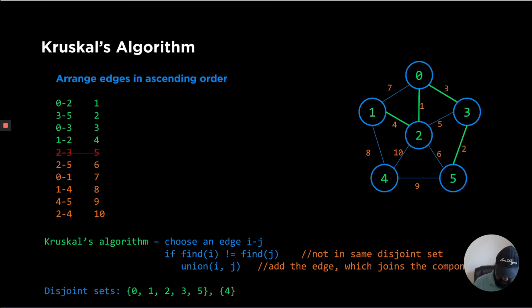Similarly, when we have 2, 5, 2 and 5 are again in this set. So this won't be added. Next, we have 0, 1. So 0, 1 is in this set. It won't be added. And finally, when we have 1, 4, 1 is in another set. Like you can see, 1 is in this set, 4 is in another one. So you merge these two and you add this to the minimum spanning tree.